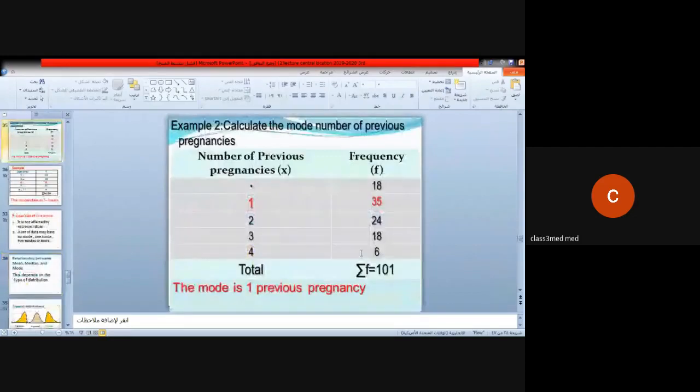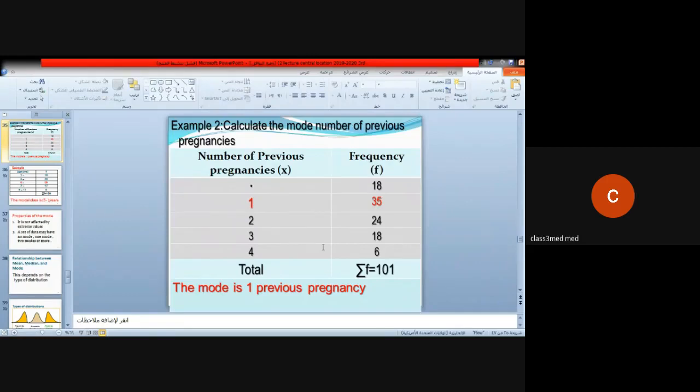For tabulated or grouped data, finding the mode is very simple. You look at the frequency, and the highest frequency is the mode. This is very easy for a discrete quantitative variable. The highest frequency here is 35, so the mode is 1. Some students might make the mistake of saying the mode is 35. But 35 is the highest frequency, so the mode is 1 pregnancy.